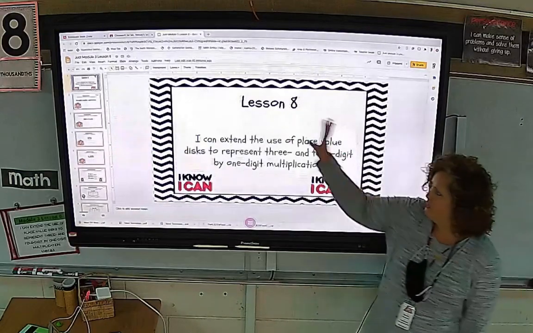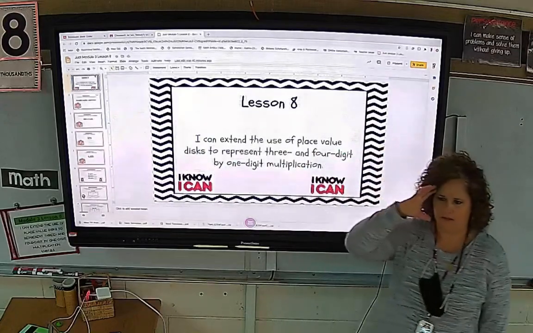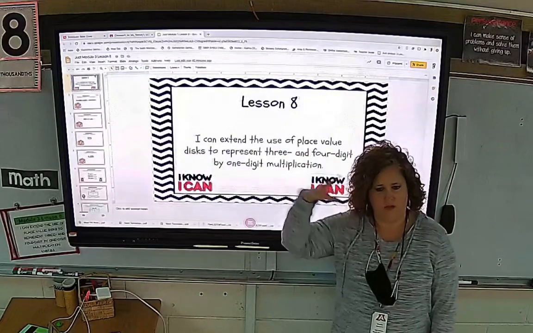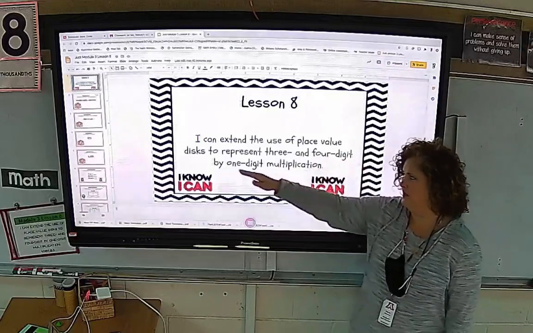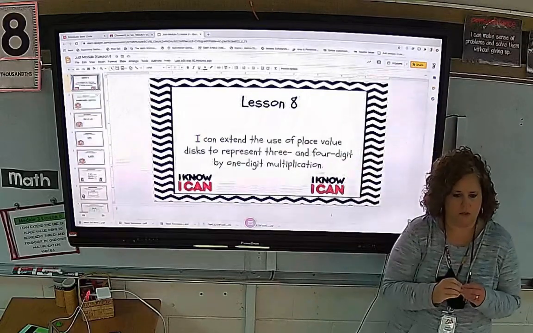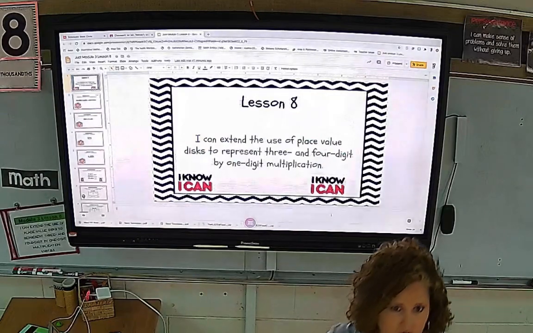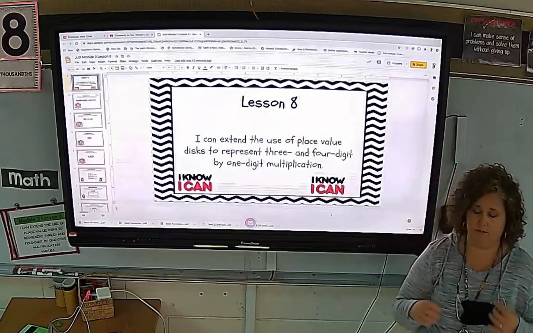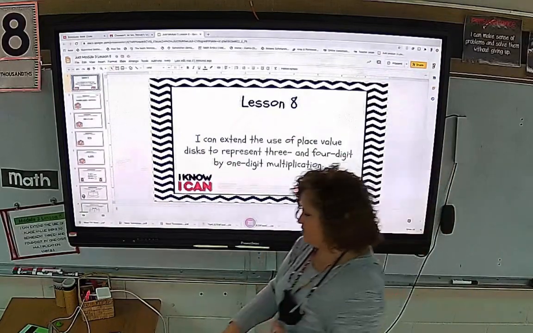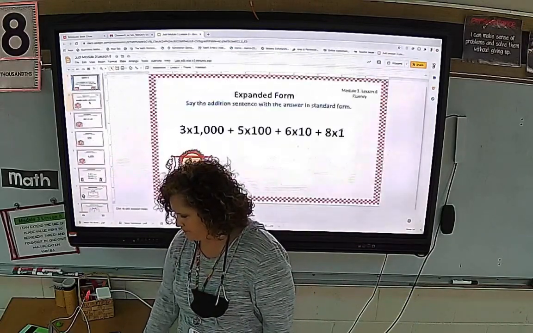So our target says I can extend the use of place value discs. In other words, I'm going to go a little further with that to represent 3 and 4 digit by 1 digit multiplication. So not only are we adding a second method or strategy today, but we're going to have our numbers be just a little bit larger. On Thursday, it was a 2-digit number we were multiplying by a 1-digit number. Today it's 3 and 4 digit numbers. All right, let's get warmed up a little bit with a few problems.